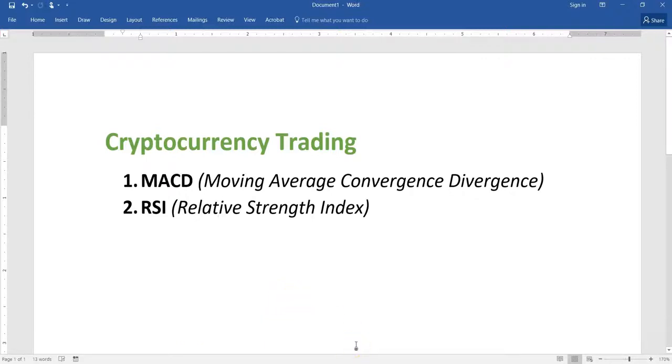But these are two indicators that if you've been involved or are starting to become more familiar with trading, you've probably heard them. I'm going to give you my take on what they are and how I specifically use them. So let's go ahead and hop right into it.